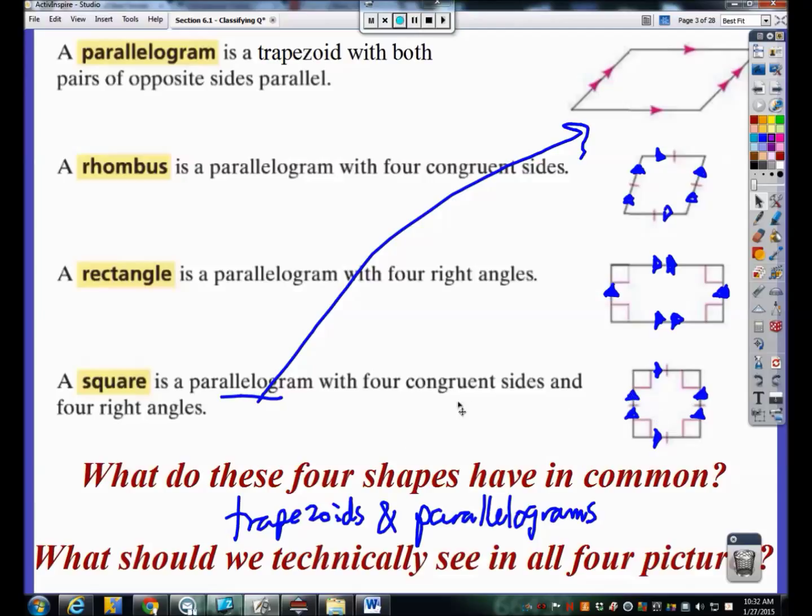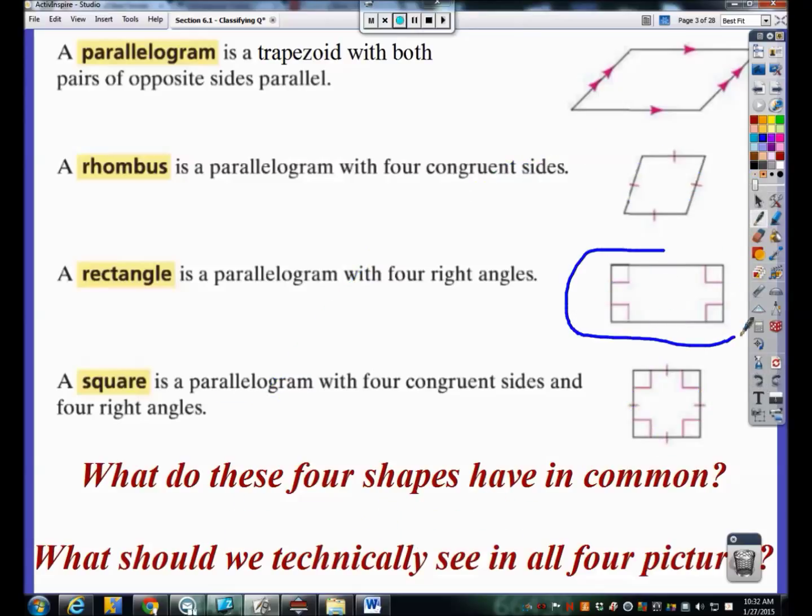But a square has more than just opposite sides that are parallel. It also has 4 congruent sides and 4 congruent angles, 4 right angles. So just keep in mind that if we see a shape like this, we know it's a rectangle, and technically its opposite sides are still parallel, even though the markings aren't there. They're implied there.